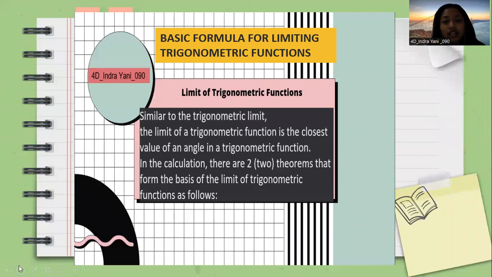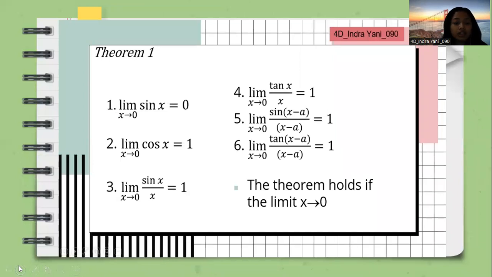The second is the basic formula for limits of trigonometric functions. Similar to the trigonometric limit, the limit of a trigonometric function is the closest value of an angle in the trigonometric function. In the calculation, there are two theorems that form the basis of the limit of trigonometric function as follows. The first is theorem 1.